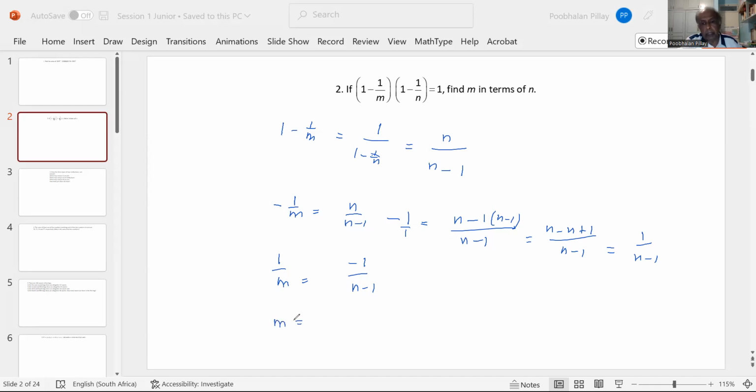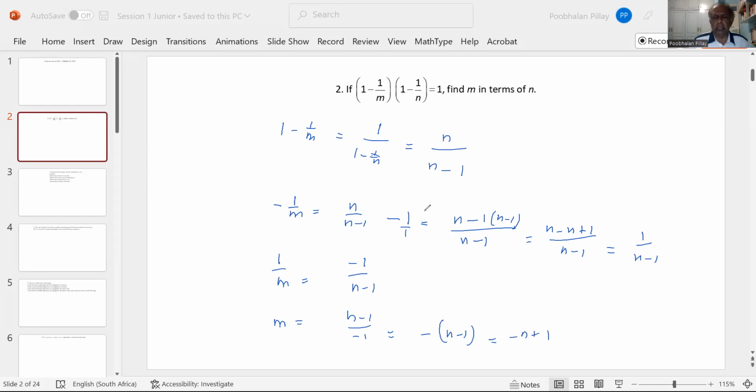1 over m is equal to n minus 1 over minus 1, which is minus of n minus 1. And the minus, you can put it at the top. And if you like, this is minus n plus 1. So that's the solution to find m in terms of n.